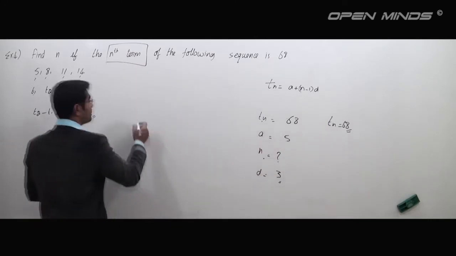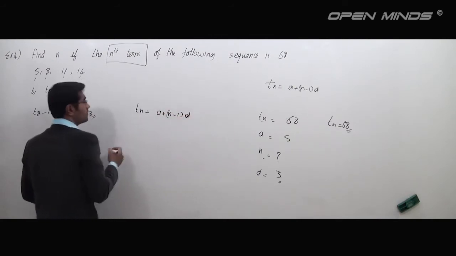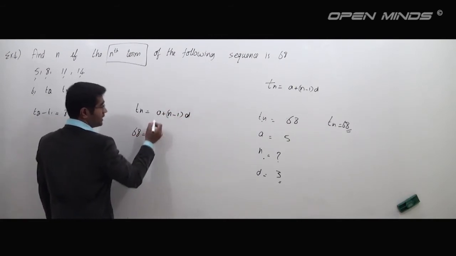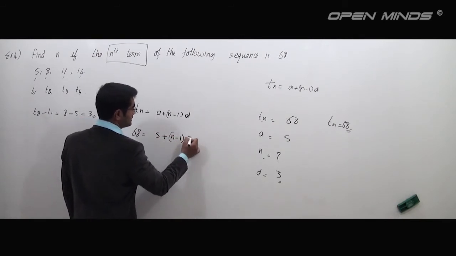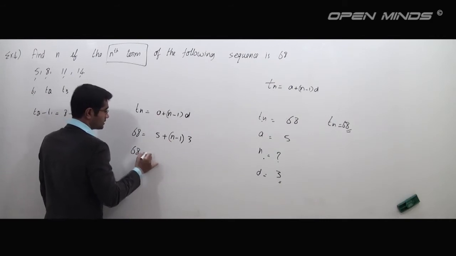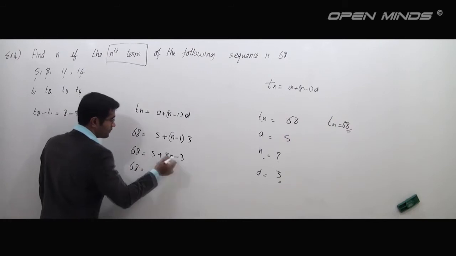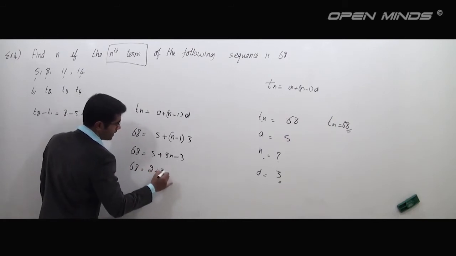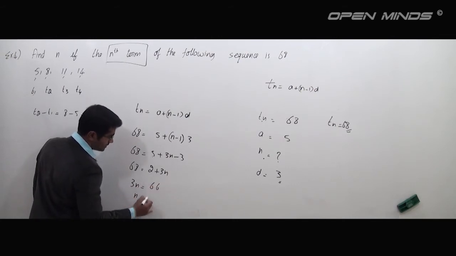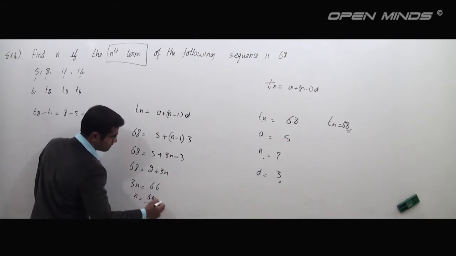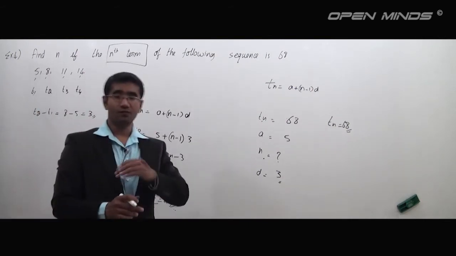So let's go ahead. Tn is A plus N minus 1 times D. I know that Tn is given as 68. A is 5, plus N is what I'm looking for, N minus 1 times D, which is 3. So 68 is equal to 5 plus 3N minus 3. I can write 68 is 5 minus 3, which is 2, plus 3N. I can write 3N is 66 and N is 66 divided by 3, which is 22. That's it, very simple.